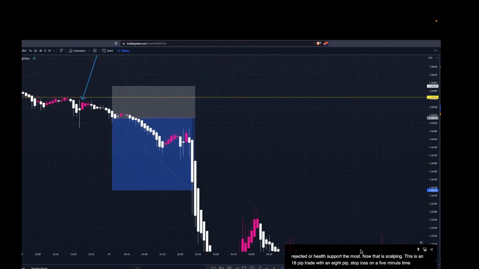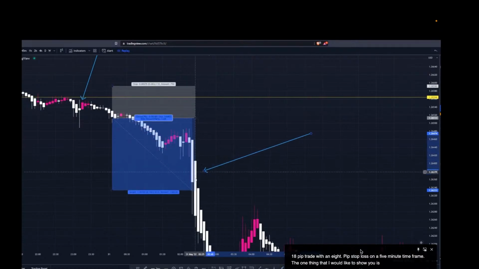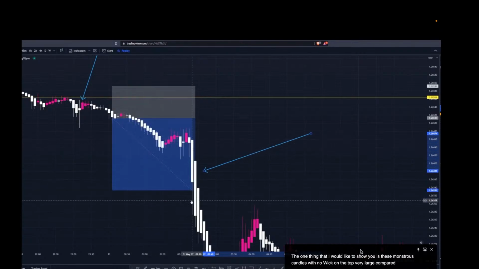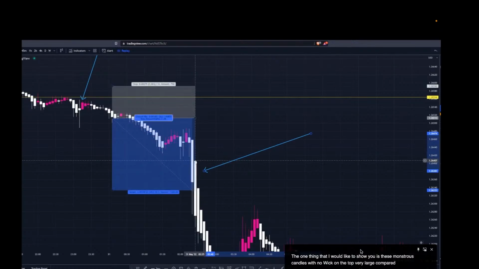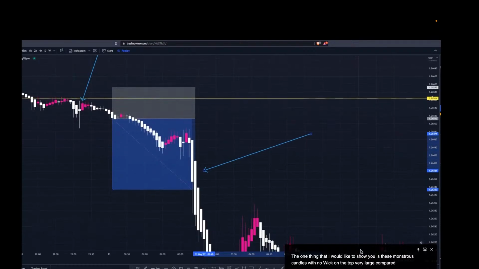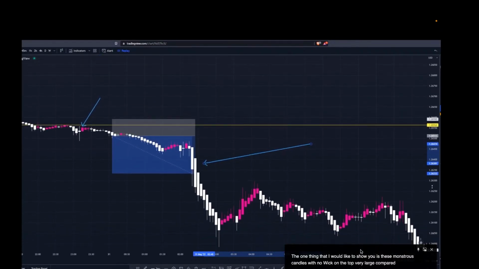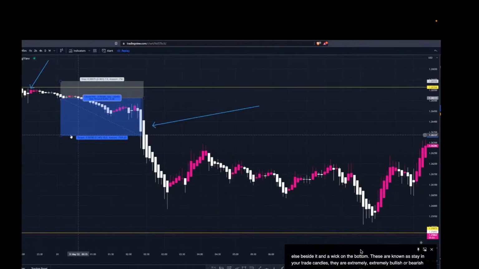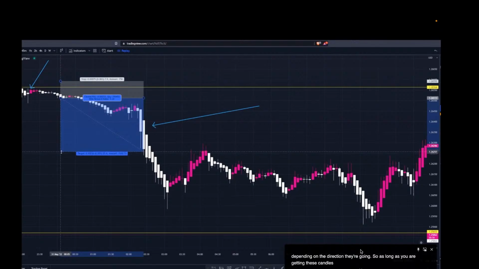The one thing that I would like to show you is these monstrous candles with no wick on the top, very large compared to everything else beside it, and a wick on the bottom. These are known as stay in your trade candles. They are extremely bullish or bearish depending on the direction they're going. So as long as you are getting these candles, you can continue to hold your trade.